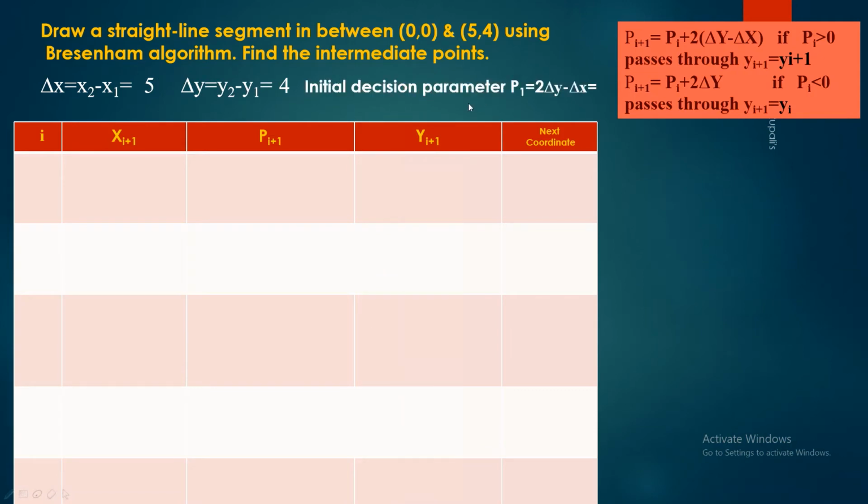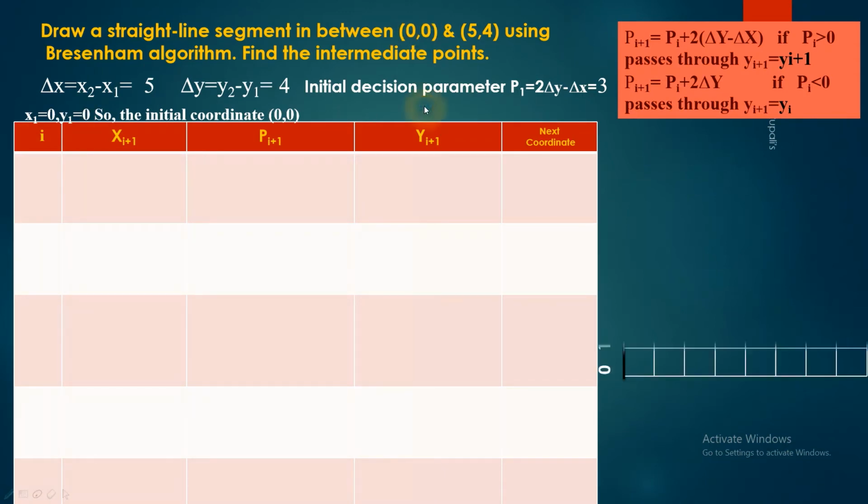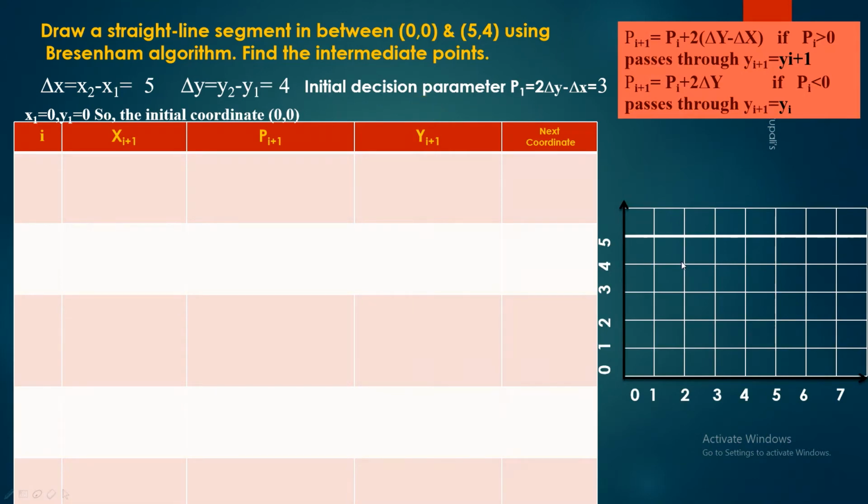Now, what is the initial decision parameter? We already learned from the previous lecture that the initial decision parameter P1 equals 2 del y minus del x. So the value is 3. Now, what is the first coordinate? If we start from 0, 0, the first coordinate is x1, y1, which is 0, 0. Now, this is our graph paper.